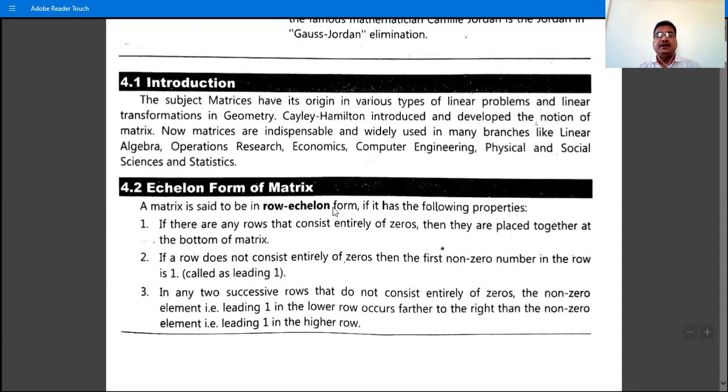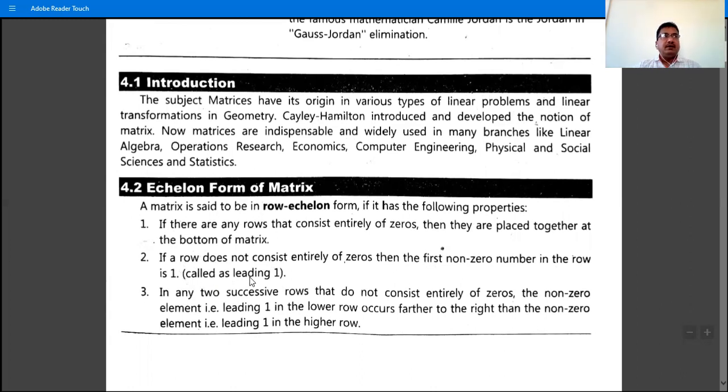A matrix is said to be in row echelon form, or just say in echelon form, if the following properties are satisfied by that matrix. First property: if there is any row consisting entirely of zeros, then they must be placed together at the bottom of the matrix. If a row does not consist entirely of zeros, that is, if the row is non-zero, then the first non-zero element must be one, and this one is called the leading one of that row.